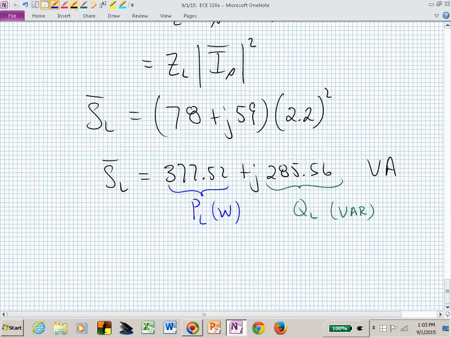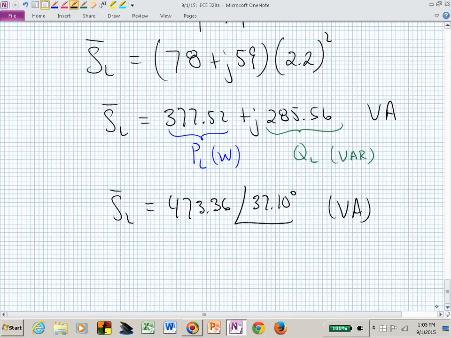And we could, if we wanted to, write that in polar form or find the angle of the load, and then we could take the cosine of that to find the power factor of our load if we wanted to. This is now 473.36 at an angle of 37.12 volt amperes.